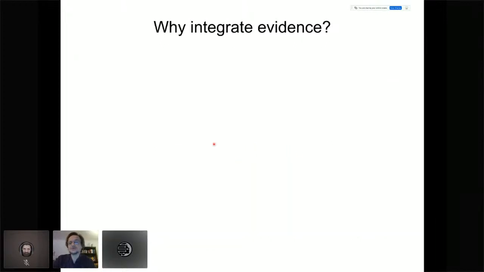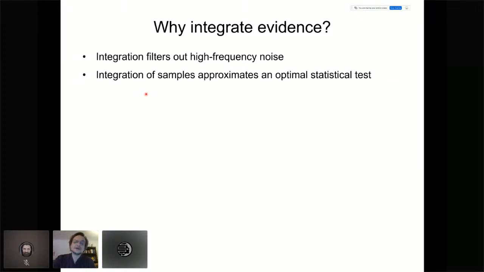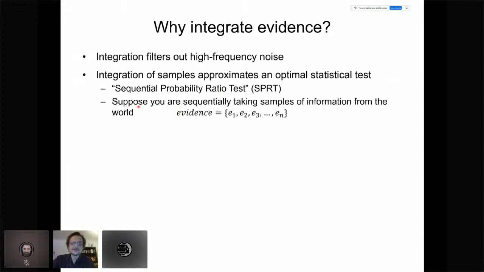Now, why should the brain be doing something like this? One reason is it filters out noise. Integration filters out those little fluctuations. The other reason is that integration of samples approximates an optimal statistical test called the sequential probability ratio test. Suppose you're sequentially taking samples of information from the world, so your evidence is a set of samples, E1, E2, E3, up to EN, that come in over time. And you want to make a decision such that your error rate is below some value, let's say 0.05. So you want to be 95% accurate.